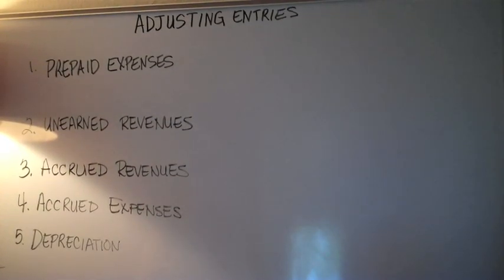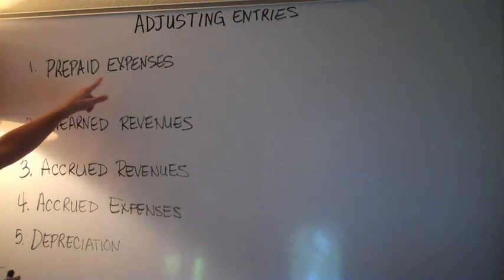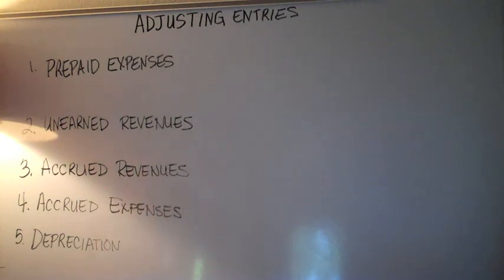Let's talk about adjusting entries. The first type of entry, we have different kinds. The first type of entry that we're going to talk about are prepaid expenses. This is something that we've paid for in advance and we're going to consume over a period of time, and at that time it'll become an expense.